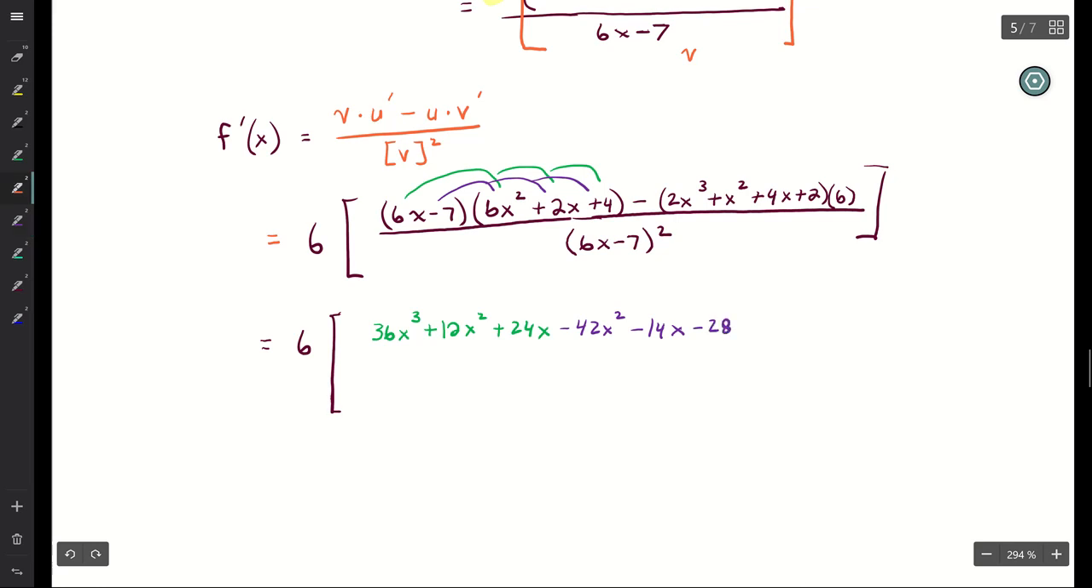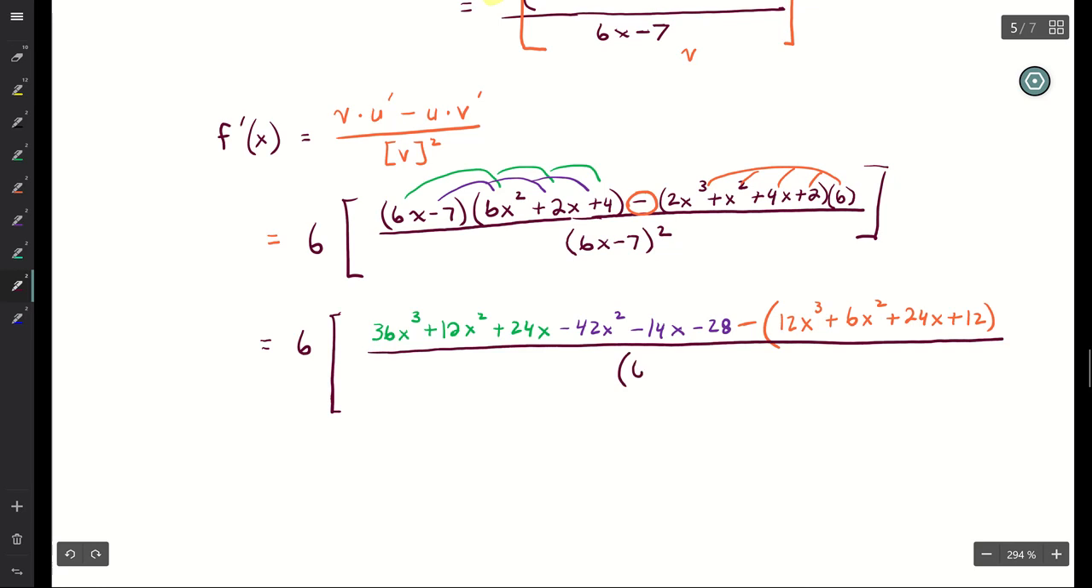All right, and the next part, remember we have a minus right there, so I'm going to keep that negative sign and I'm going to put a parenthesis around whatever I'm doing next. Notice that this 6 is going to end up getting distributed. So distributing the 6, we'll end up with 12x to the third, and then plus 6x squared, plus 24x, and then plus 12. Okay, and then all of that is still over the bottom thing squared. And remember there, we're just going to keep it squared for right now.